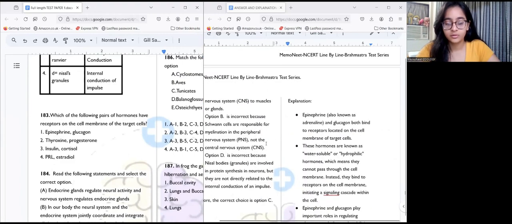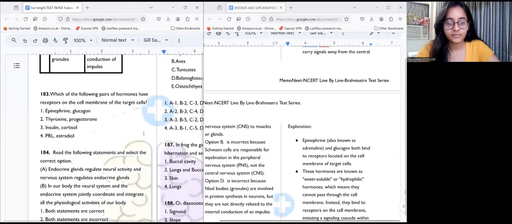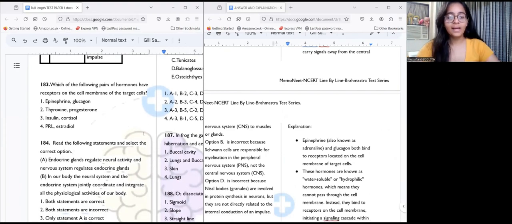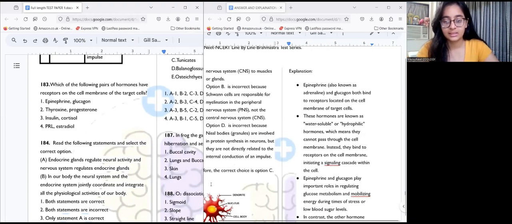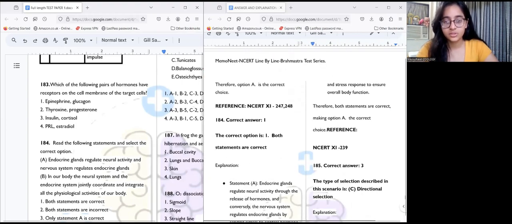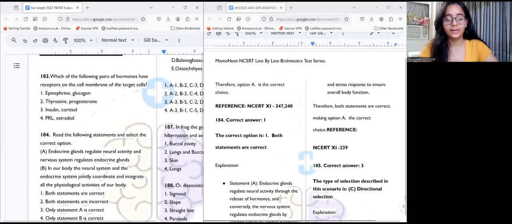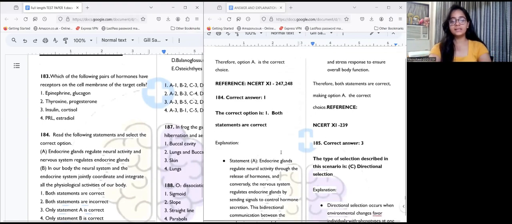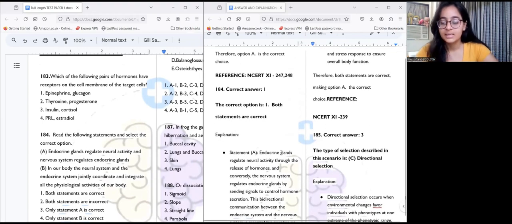Then for question number 184, we have to read and answer the correct option. Endocrine glands regulate neural activity and the nervous system regulates the endocrine glands. Is that correct? Okay, so endocrine glands can control neural activity and the neural system controls endocrine activity. Let's see the answer. So the answer for 184 is 1. That is, both the statements are correct. So obviously, endocrine glands regulate neural activity through hormone release, and the neural system controls the endocrine glands. How? By sending signals for hormone secretion.